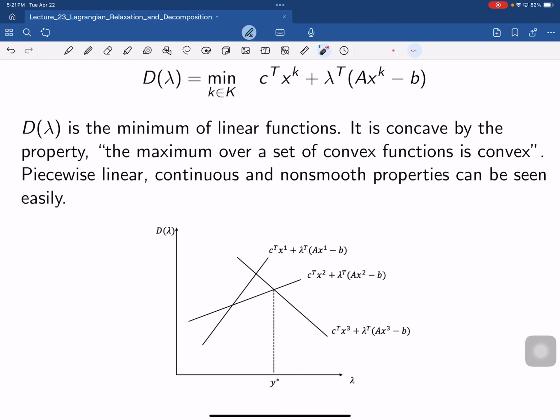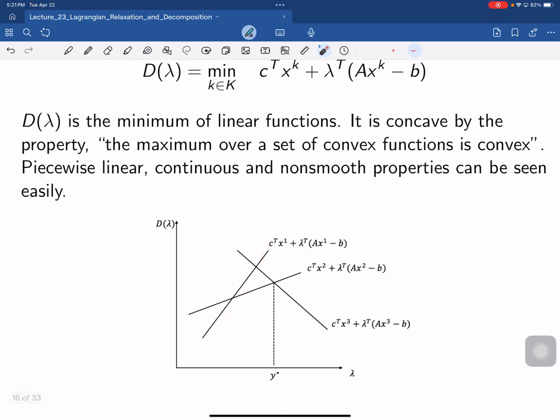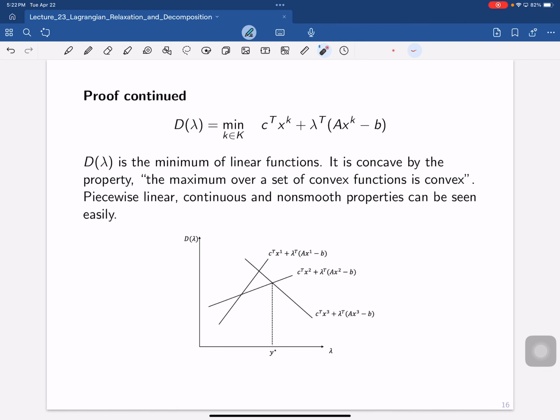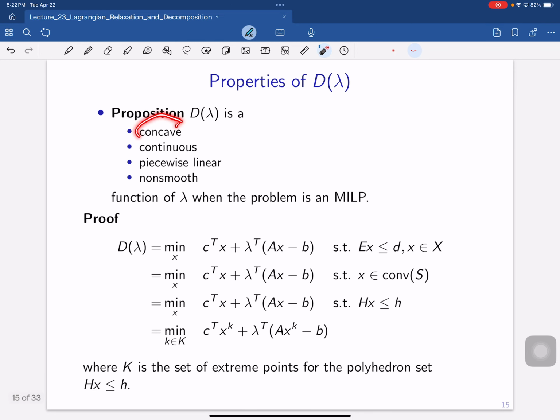Here are three linear functions. Let's assume we have three linear functions over lambda, and you want to take the minimum of these three linear functions. That is essentially this function here, and this function is clearly a concave function from the picture. You could show that mathematically as well. So with that, we can see d lambda is the minimum of a finite number of linear functions. It is concave by what we studied before. So that shows the concave property.